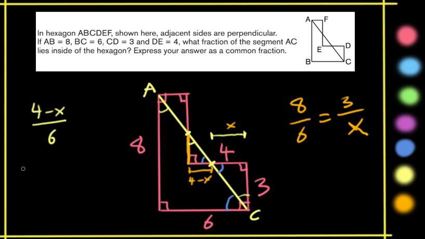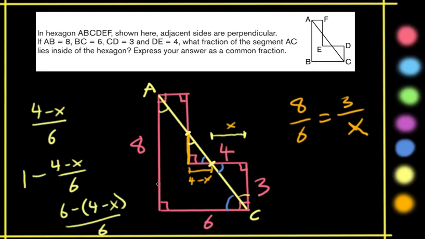So the fraction that's inside the hexagon will be 1 minus that. So 1 minus 4 minus x over 6. And if I put this in a common denominator of 6, that'll be 6 minus the quantity 4 minus x, divided by 6. Okay, so now that can be simplified. I'll put that over here as 2 plus x over 6. So I'm just going from here through to there. 2 plus x over 6. So once I get x, I'll be able to figure this out.